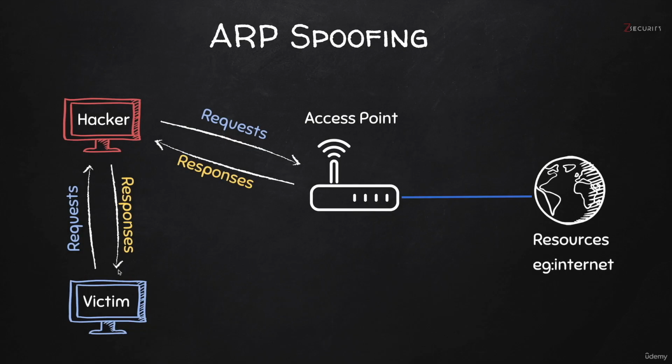So anytime the victim wants to send any requests, the requests will have to flow through my computer, and I'm gonna forward them to the router. And then anytime the access point or the router wants to send responses, they're gonna go to my machine because it thinks that I am the victim, and then I'm going to forward it to the victim. So as you can see, this puts me in the middle of the connection and it gives me so much power, and we'll see all the things that we can do once we become the man in the middle.